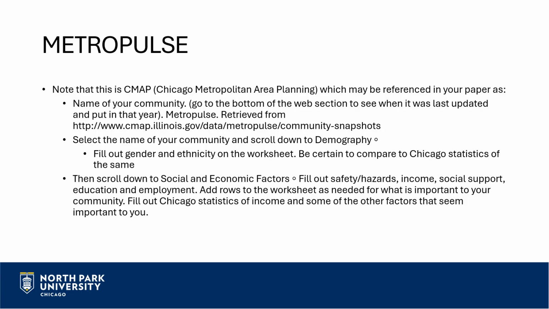Scroll down to social and economic factors and fill out safety hazards, income, social support, education, and employment. Add rows to the worksheet as needed and fill out Chicago statistics of income and some of the other factors that you think may be important.